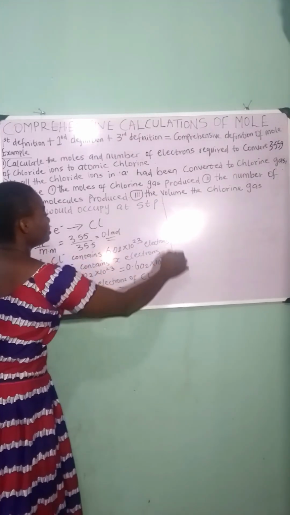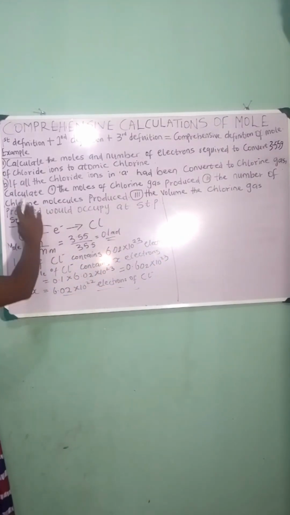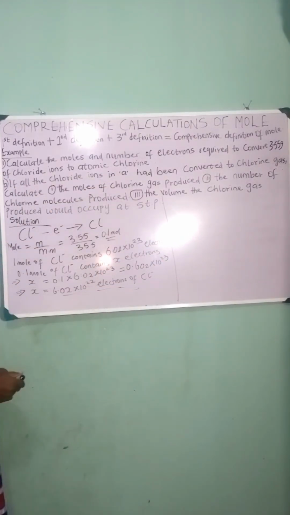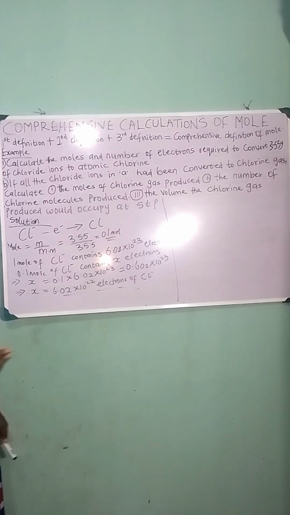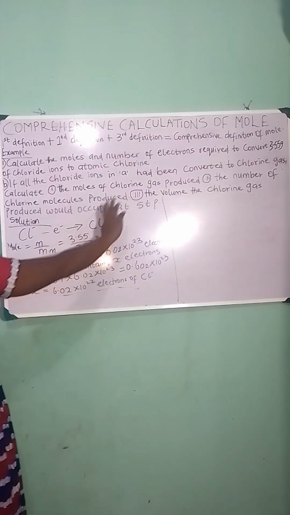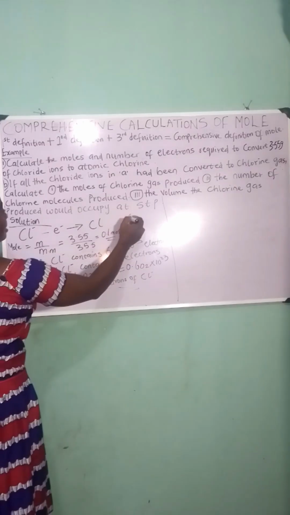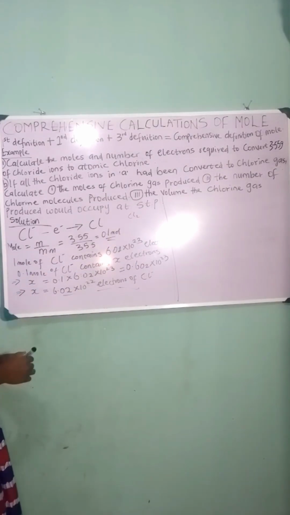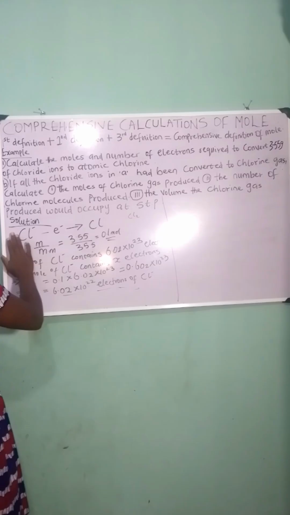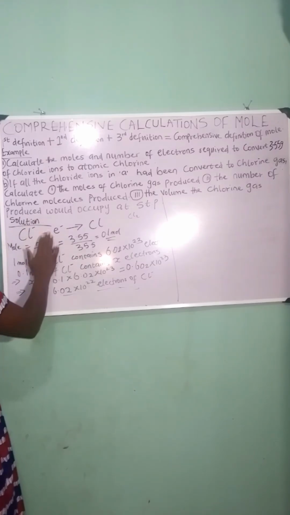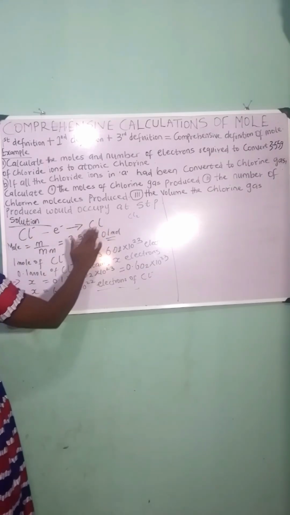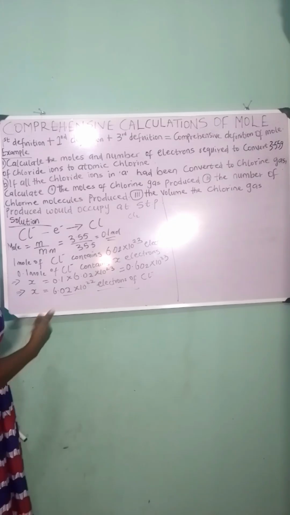Now quickly, let's go back to part B. If all the chloride ions in A had been converted to chlorine gas, this is where you now talk about your Cl2. Are you getting me? Had it been all... this is chloride ion. Not all of them were converted to chlorine gas, but now all of them had been converted.